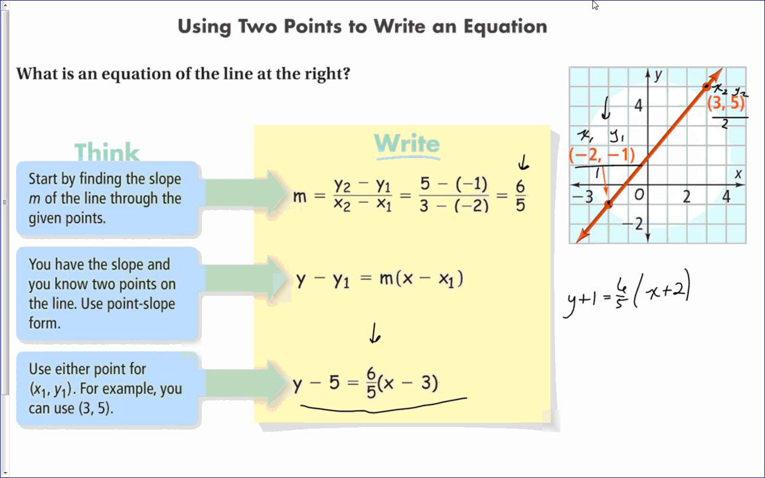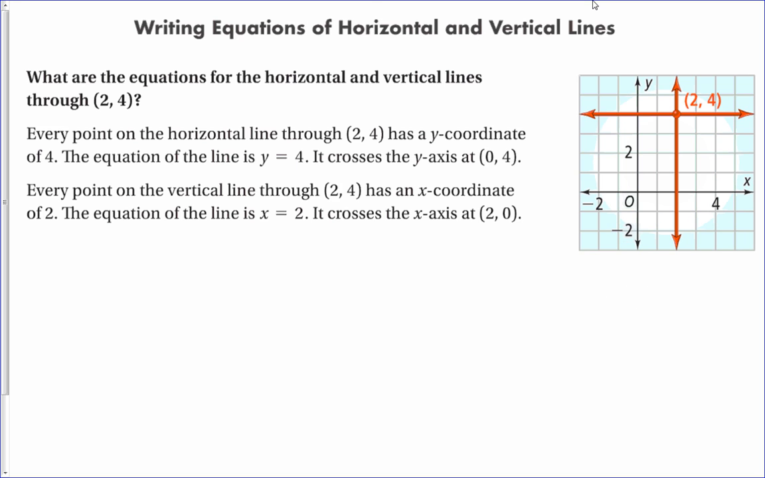So, moving on. Writing equations of horizontal and vertical lines. Now, it says, what are the equations for the horizontal and vertical lines through the point (2, 4)? So through this point right here. We want the equation of that line and the equation of that line.